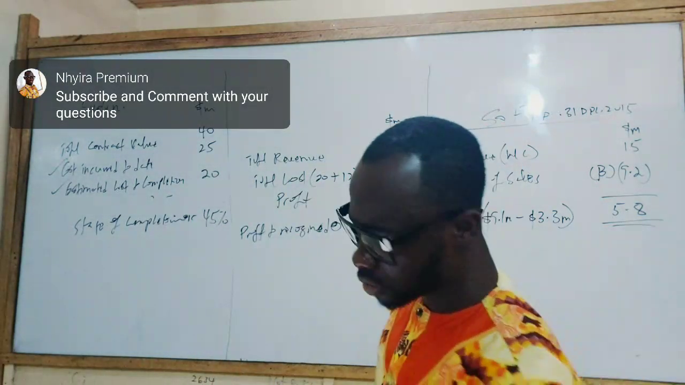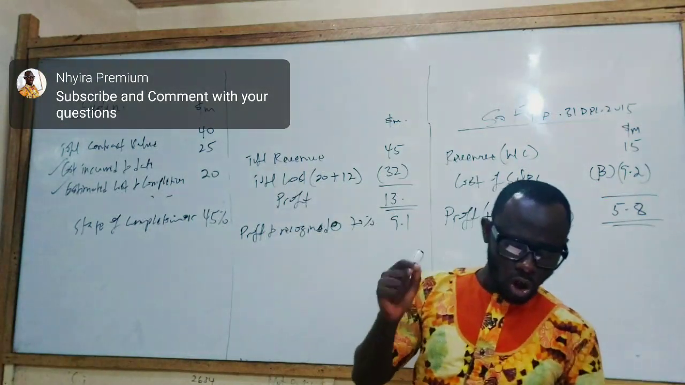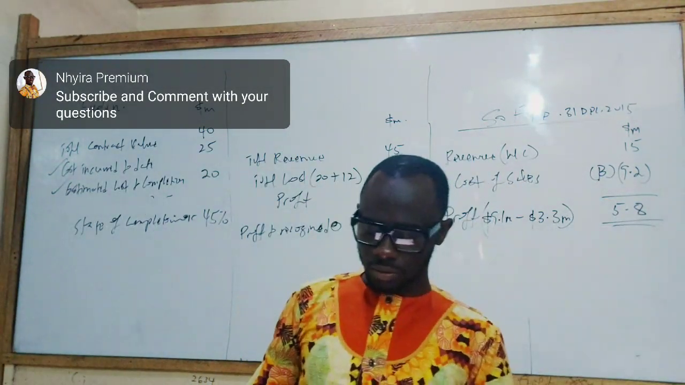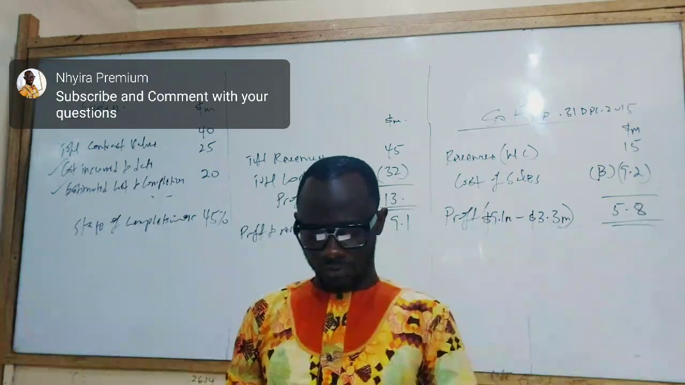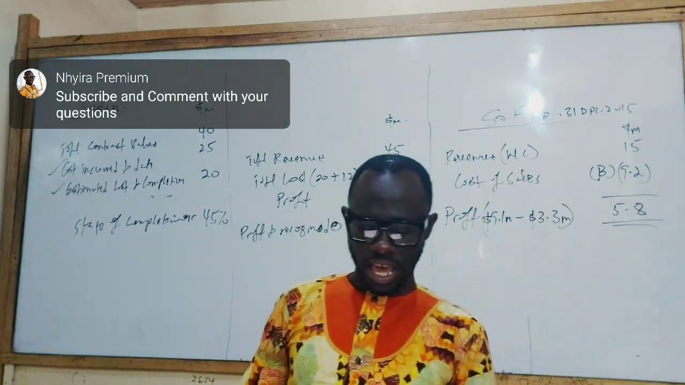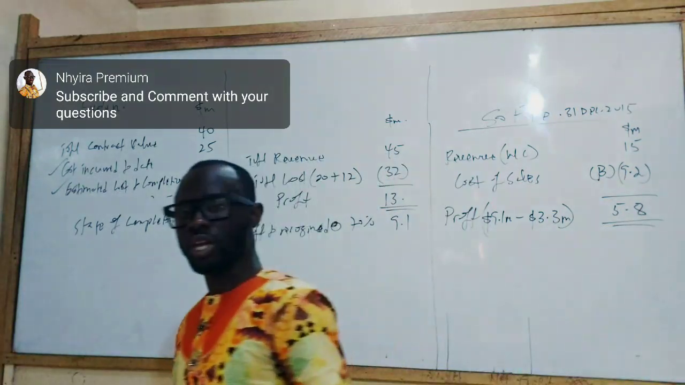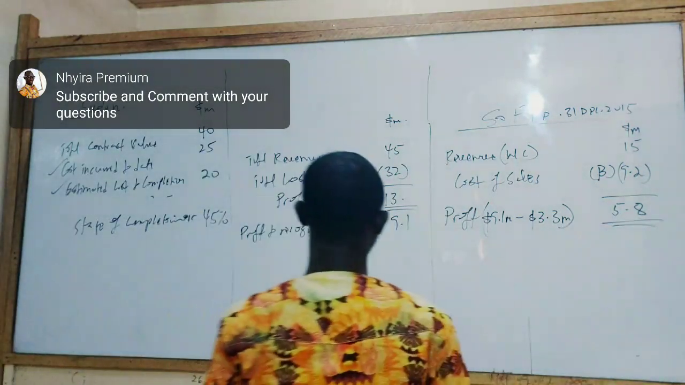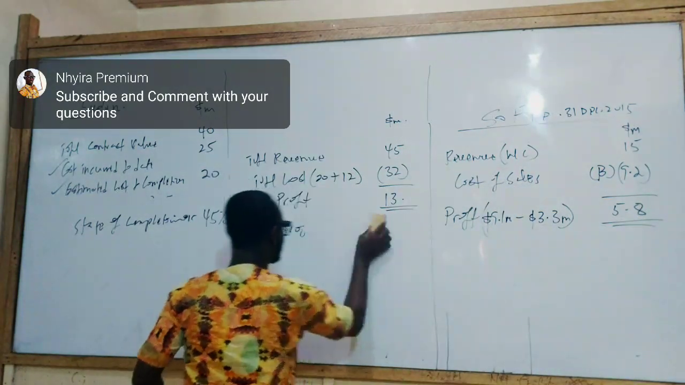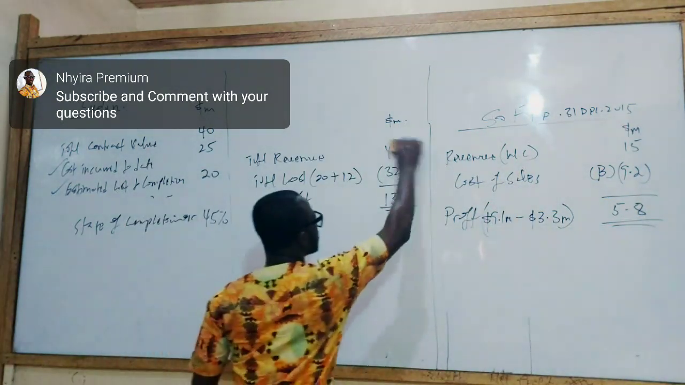So what is the requirement for this question? Show how this contract will be accounted for in the statement of profit or loss for the year ended 31st December 2015. So how do we go about it? Simple. We're still going to do this.